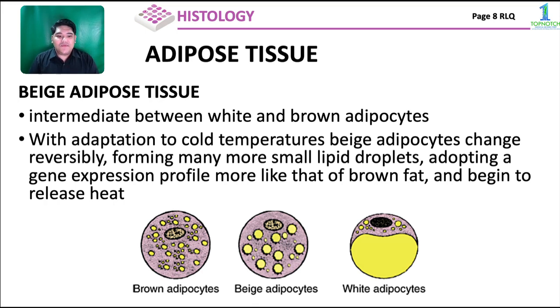Ano ang magandang chismis kay beige? It has the capacity to change reversibly, okay, depending on the adaptation that we need. So for example, your beige, kung kailangan mag-produce pa ng more heat, like you're in a cold or cool environment, it can transform into your brown adipocytes and can begin releasing heat. So that's fast. Ganun lang kabilis ang adipose tissue.